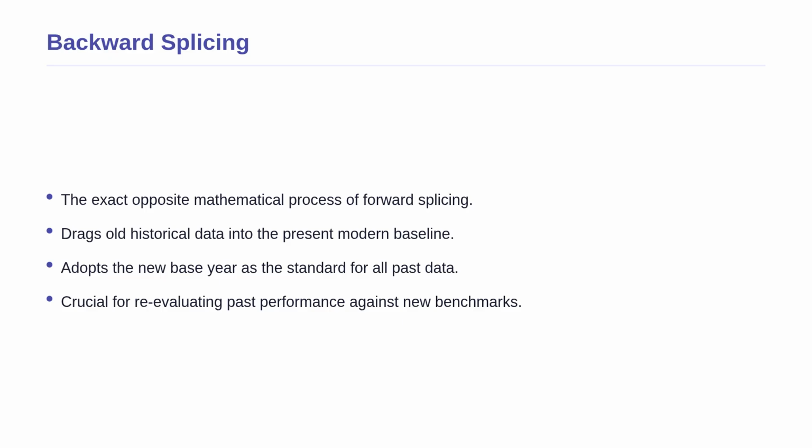We use backward splicing when we want to adopt the new base year as our standard, but we still want to see what the historical data would look like under this new modern baseline. This is crucial when a new standard is established, and all past performance must be re-evaluated against this new benchmark to see how much things have truly improved. It gives us a modern lens through which to view historical achievements.